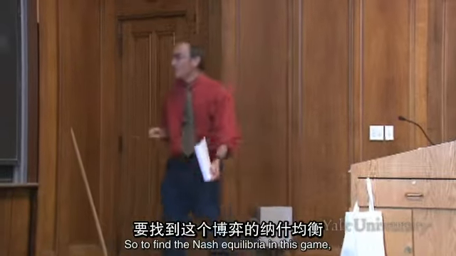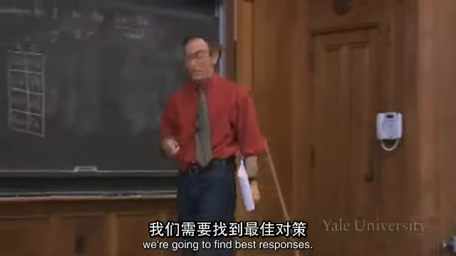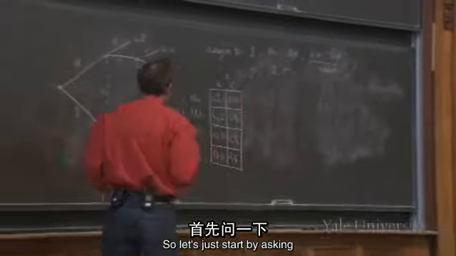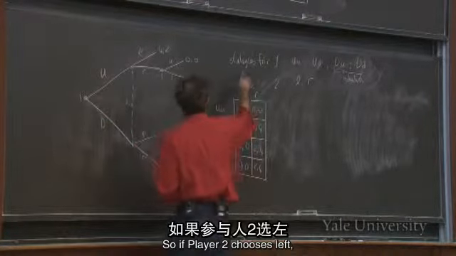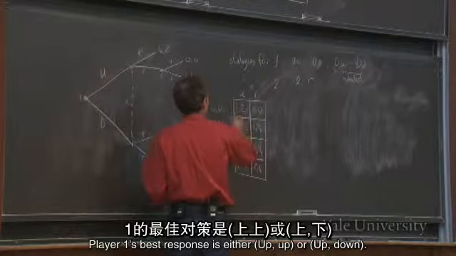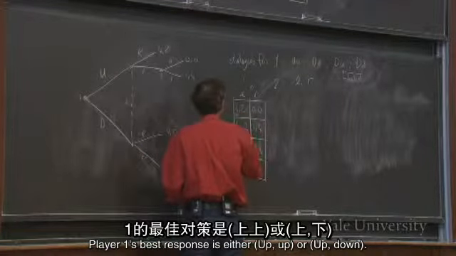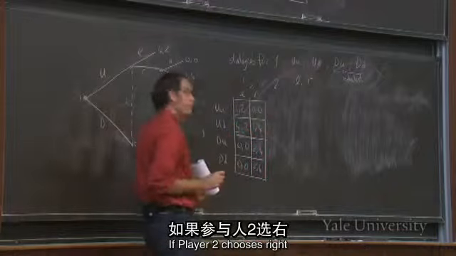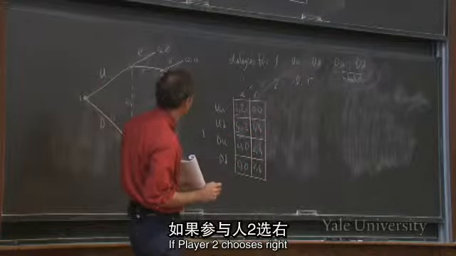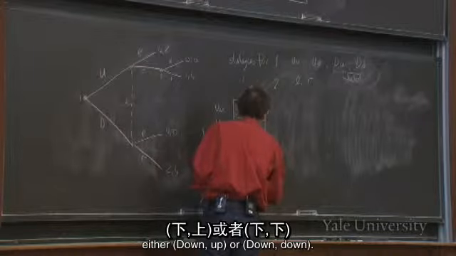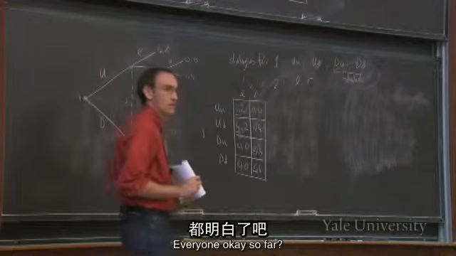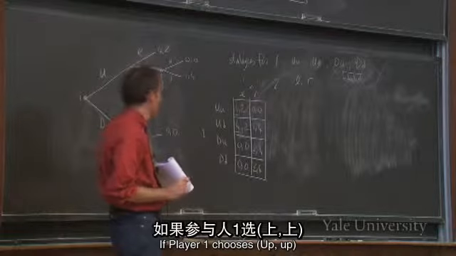All right, so to find the Nash equilibria in this game, we're going to find best responses. Let's start by asking, what is the best response to left? If player two chooses left, player one's best response is either up, up, or up, down. If player two chooses right, then player one's best response is either down, up, or down, down. We're okay so far?